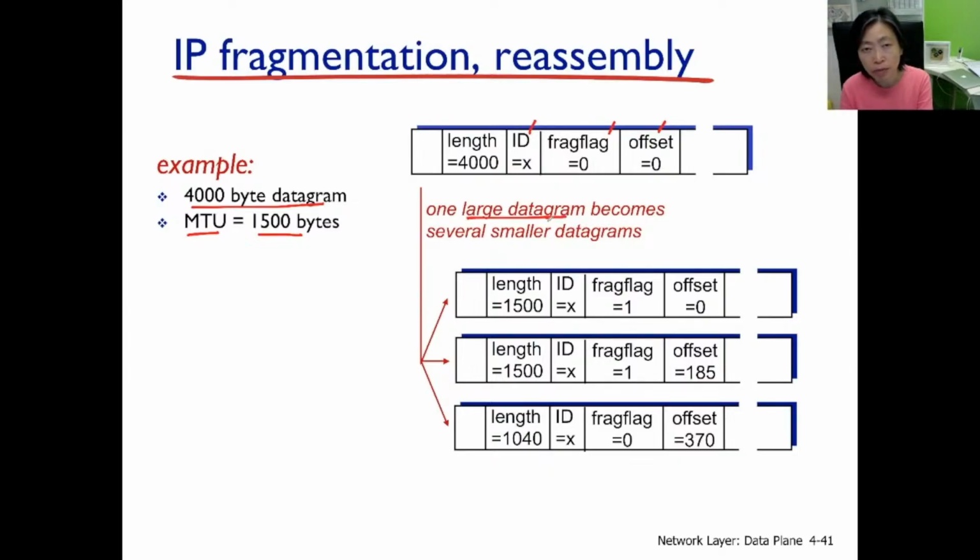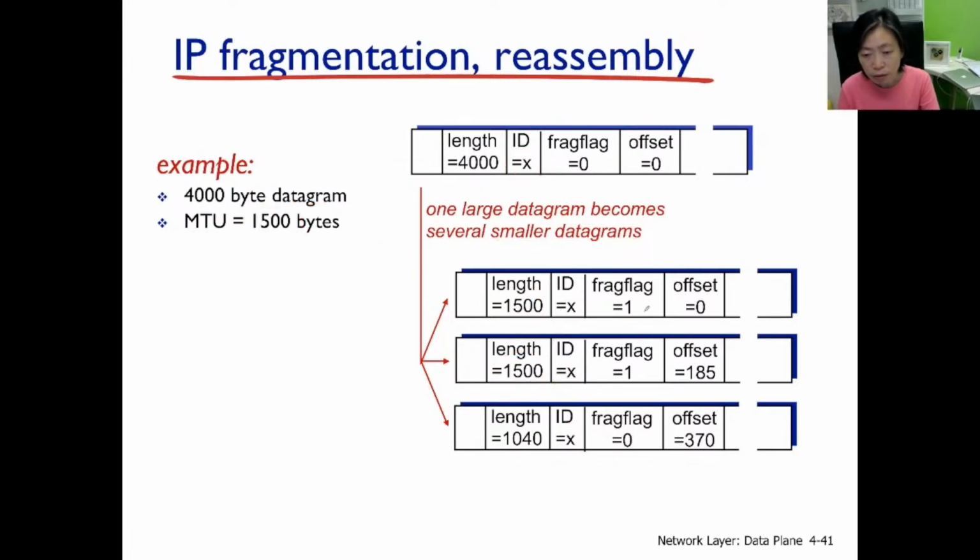So this large datagram is now fragmented into 3 smaller datagrams here. And 1,500 is the maximum transfer unit size, so each is less than 1,500. You see the 3 smaller packets will all be carrying the same X. So the ID field is used to identify which of these packets originally belong to the bigger datagram.